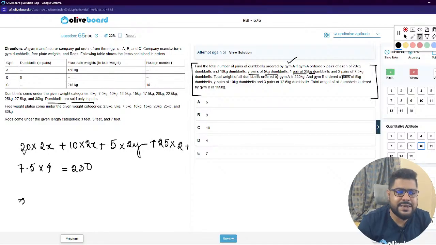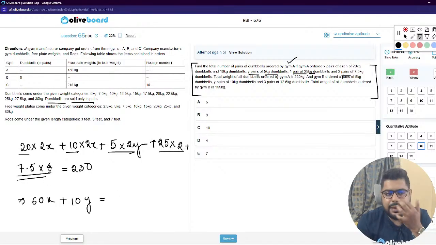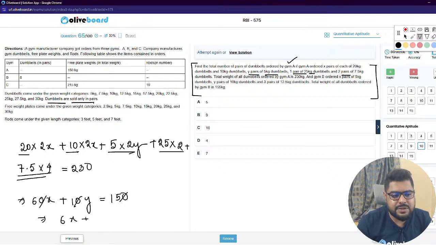So get your equation. So this is 20 and 10, 30 into 2, 60x plus 10y. It is equal to 230 minus 50 minus 30, that is 150. Correct, sir? 6x plus y is 15. That is your first equation.